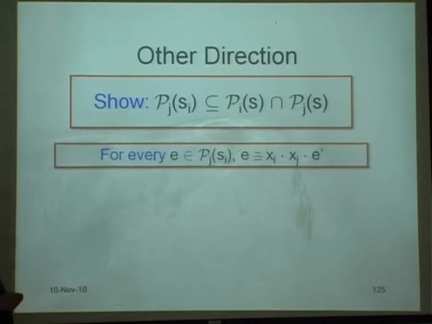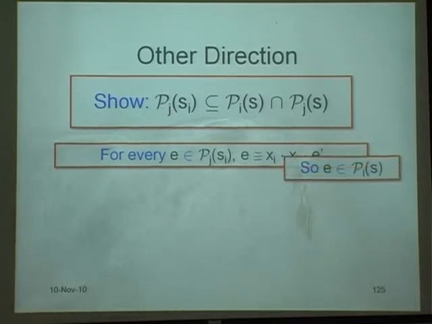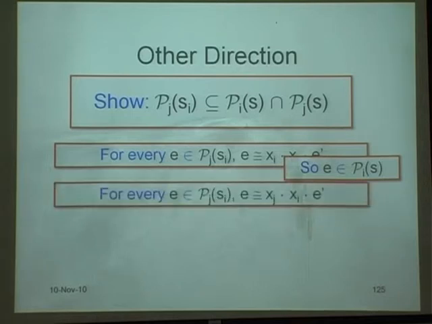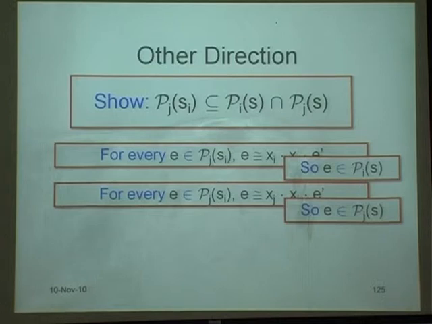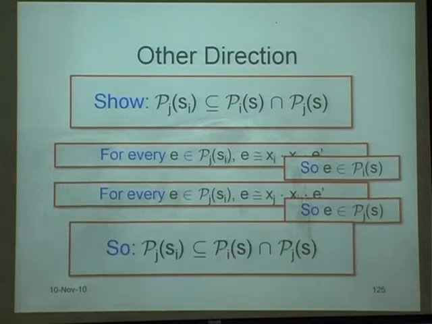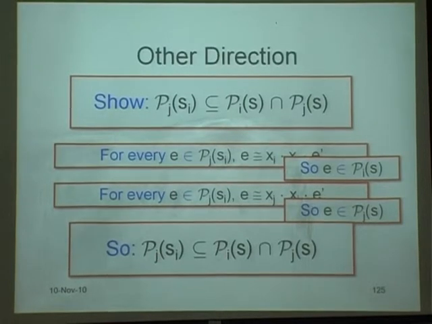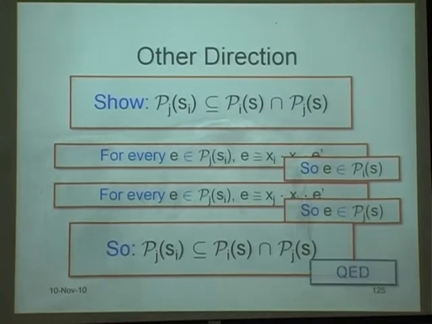Okay, other direction. For every execution here, what does this mean? Well, it means we let Xi go first, and then we let Xj go first, and then we have some kind of extension. So we know that E is in a P sub I of S. It's also true that because these things don't conflict with each other, we can change the order. And that gives us this direction. So what we have here is that this is contained in that, which is what we wanted to show.